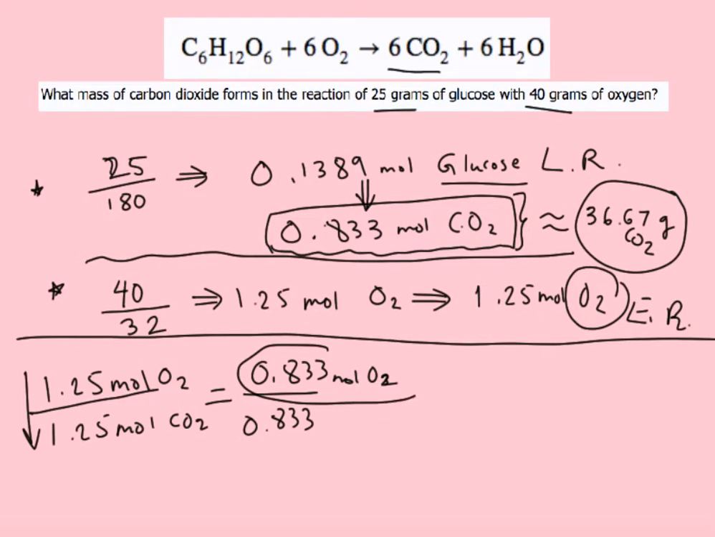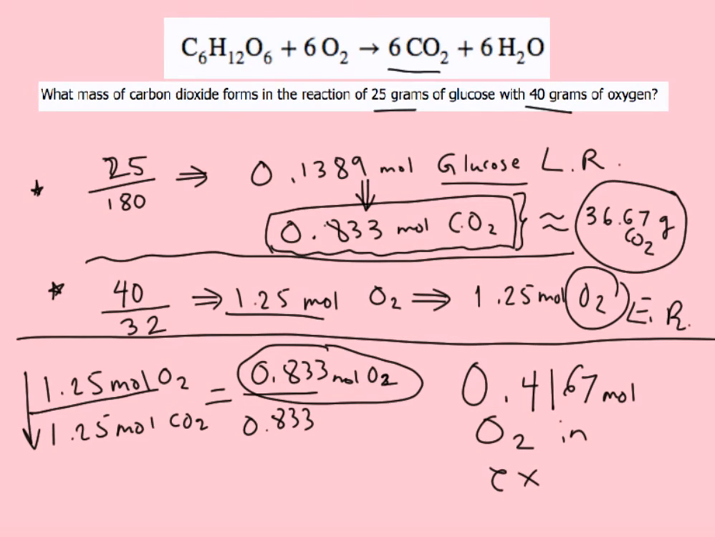So that means we only ended up working with 0.833 moles of O2. But initially we were given 1.25. So what's left over is what we were given minus what we ended up using. You just subtract 1.25 minus 0.833, and that will give you 0.4167 moles of O2 that were in excess, or that were left over. And that's it.